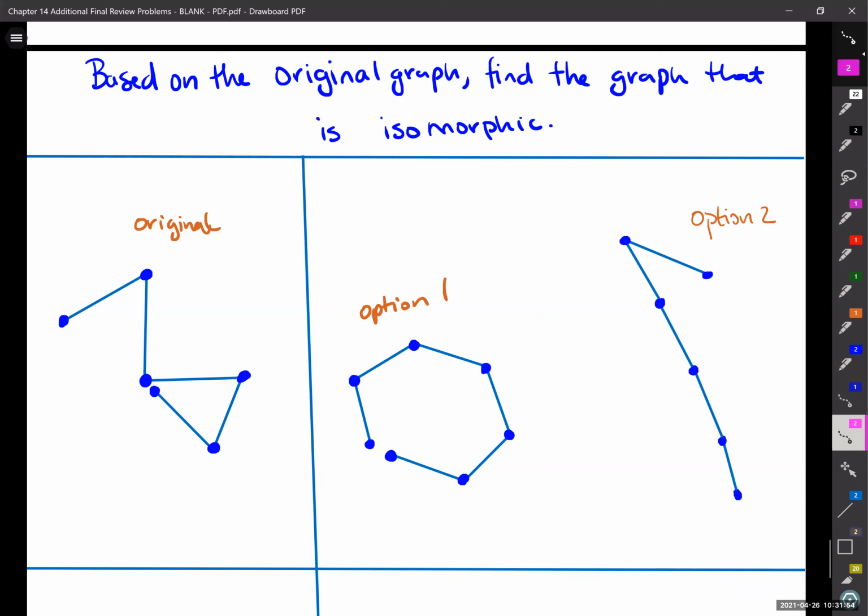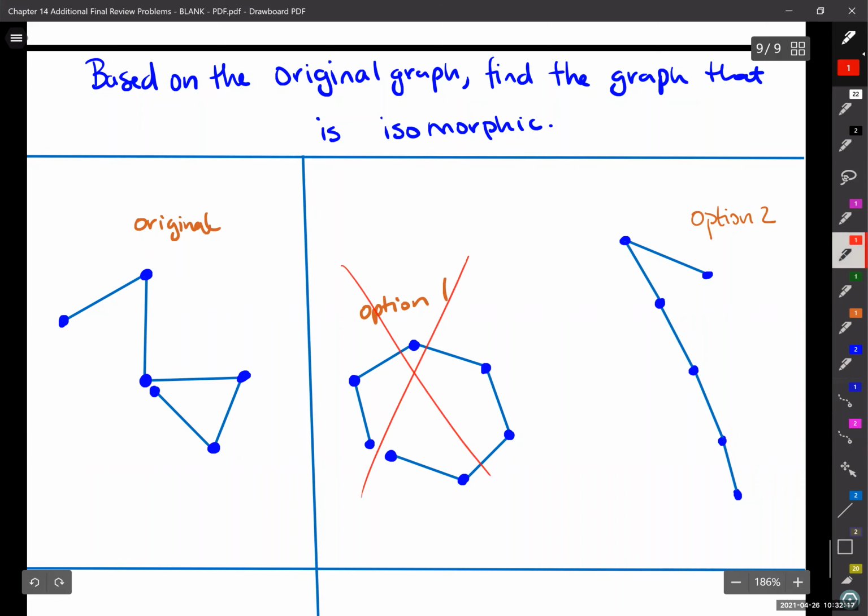Same number of vertices, same number of edges. So for the first one, we have 1, 2, 3, 4, 5, 6 vertices. Let's see if they meet that at least basic requirement on the other side. 1, 2, 3, 4, 5, 6, 7. Since the number of vertices is different, what do we immediately think? No to option 1. That's the minimum requirement. Now let's check option 2. That's not enough, but it's at least indication that we could continue with our thoughts.